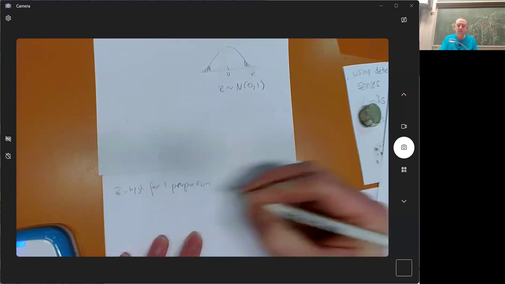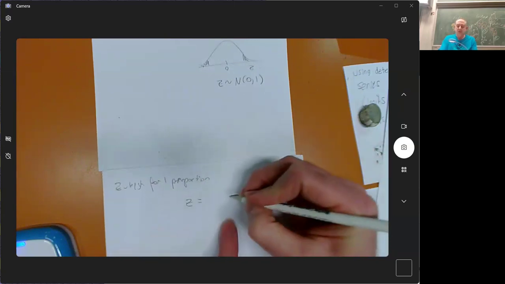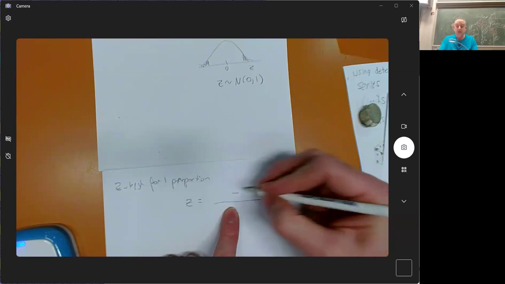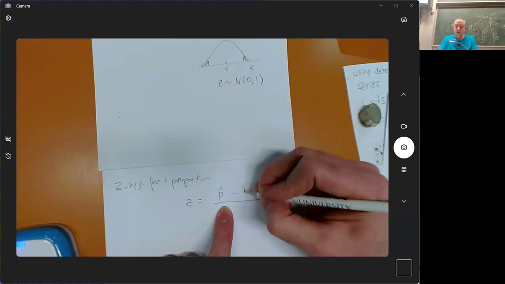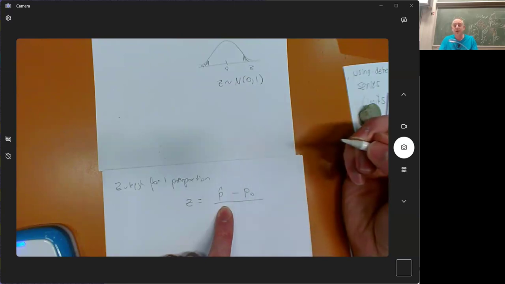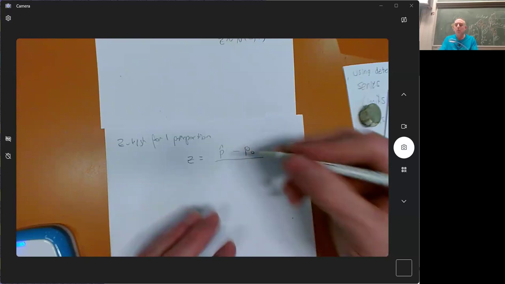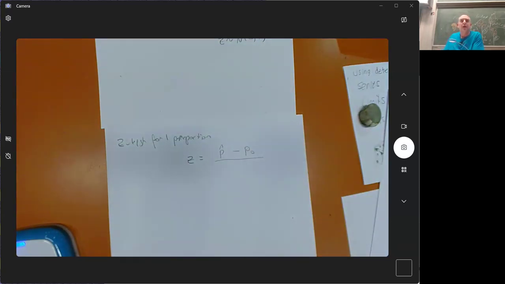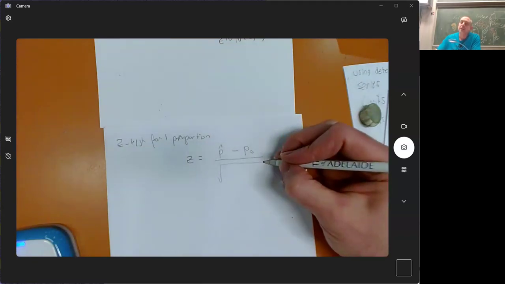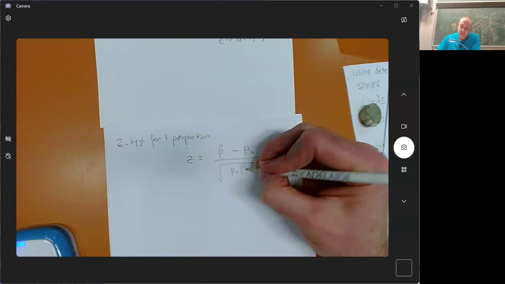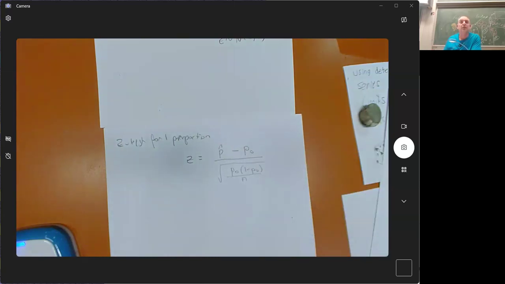And then the z-test for one proportion, it's still going to be this shape. This is going to be the proportion from the sample. And this is going to be the proportion from the null hypothesis. And this is going to be a standard error. A standard error always has a square root in it. And what this is, oh man, P naught (1 minus P naught) on n, I believe. I think I'm right about that.